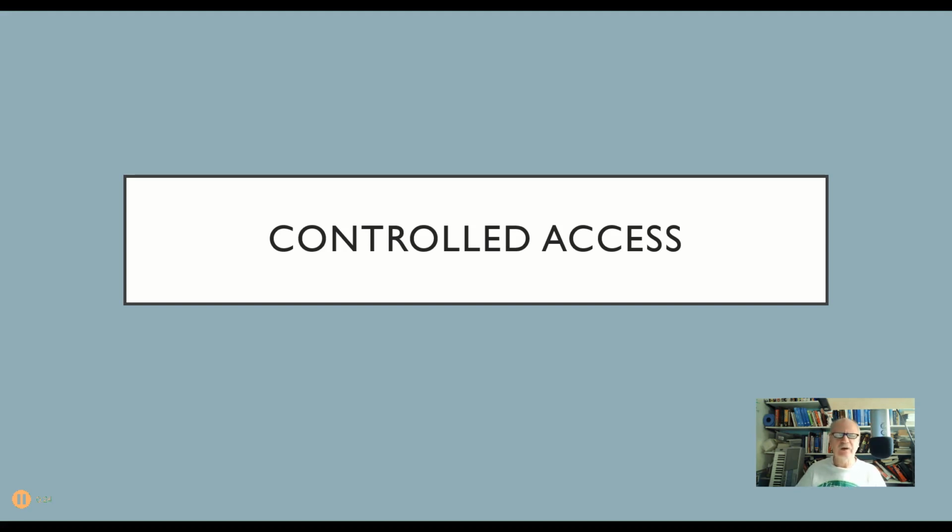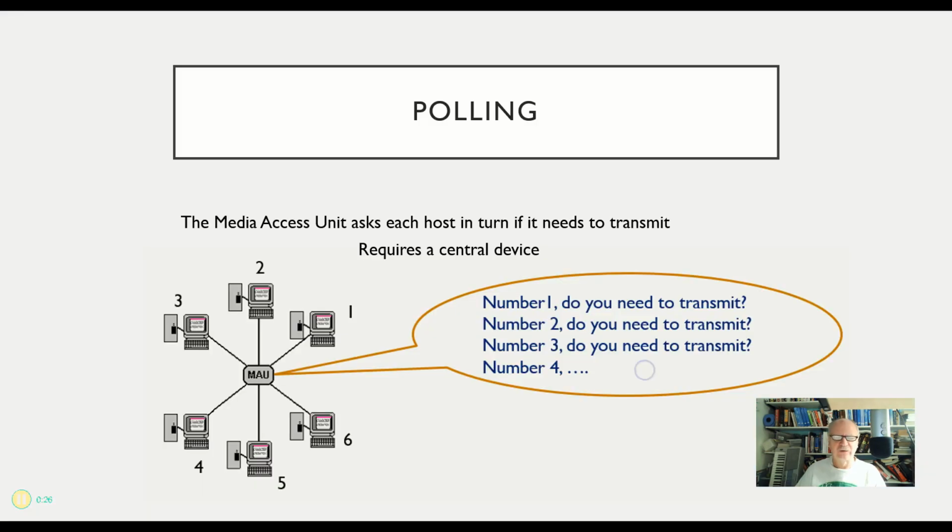There are various means by which we could control access. One of those is called polling. In the case of polling, we have some central device here. This is called a media access unit in this case, and it asks each host in turn if it needs to transmit. So it's going to say, number one, do you need to transmit?